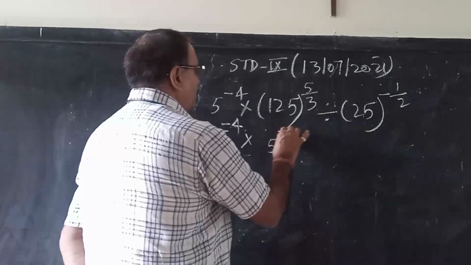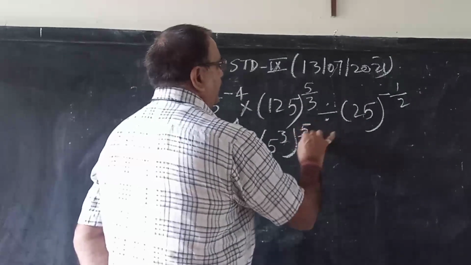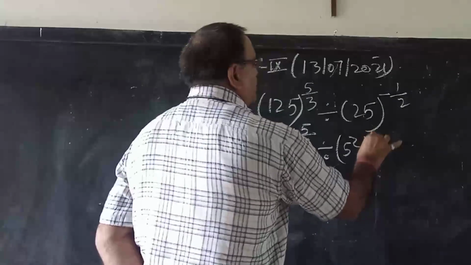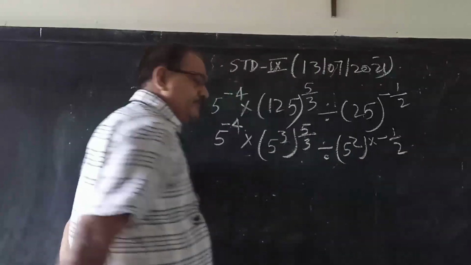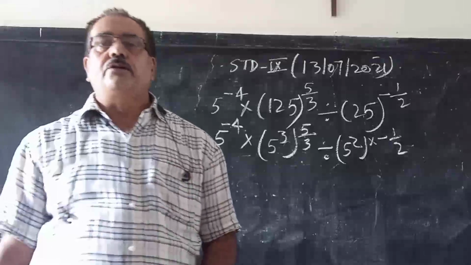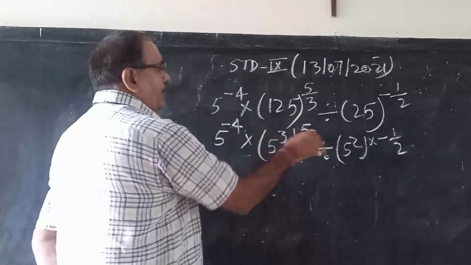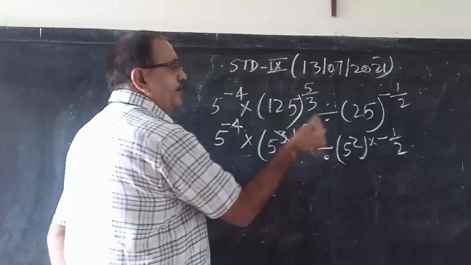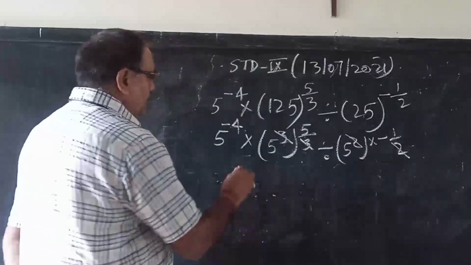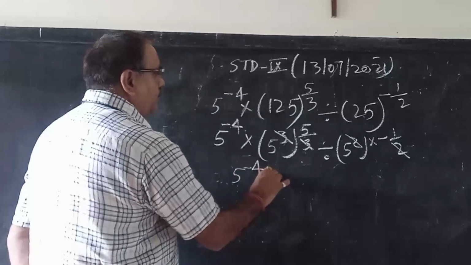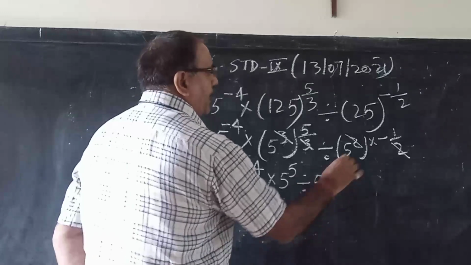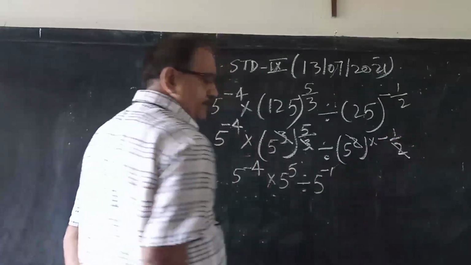So we can write 5 cubed to the power 5 by 3, and this one 5 squared to the power minus 1 by 2. Now when we use the power law of indices, the powers will be multiplied. So after multiplication this will be cancelled, these two also will be cancelled. What is that? 5 to the power minus 4 into 5 to the power 5 divided by 5 to the power minus 1.